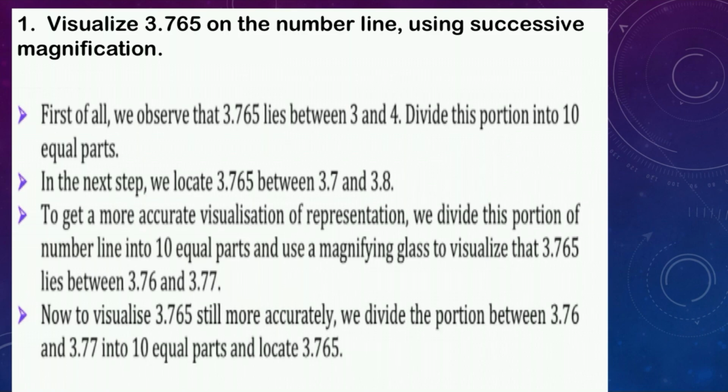Now the first question of exercise 1.4. Visualize 3.765 on the number line. While solving this question, we will draw the number line again and again by zooming in the specific parts which is asked in the question. Magnification means zooming it, enlarging it, or making things grow bigger. Let's see how we'll do this.